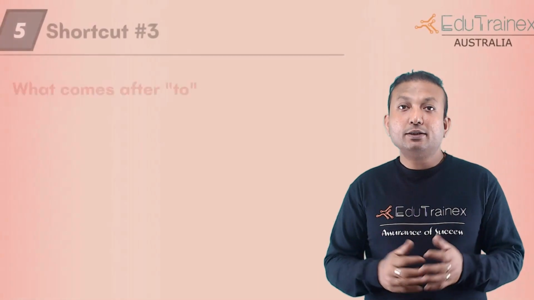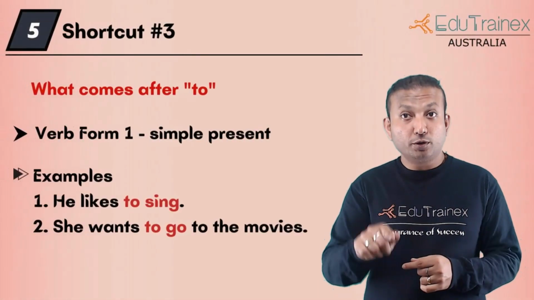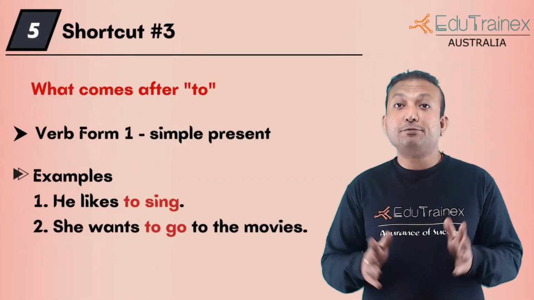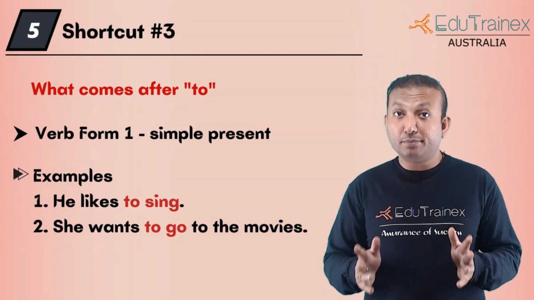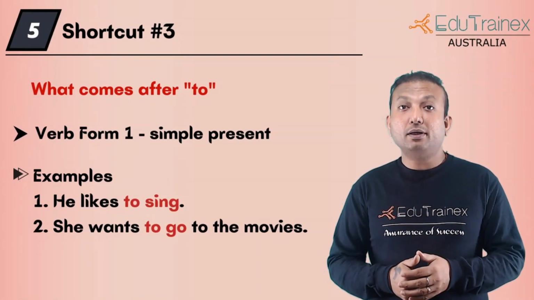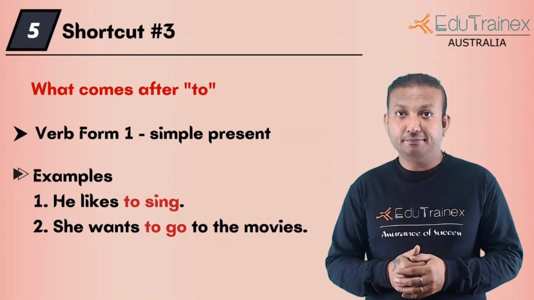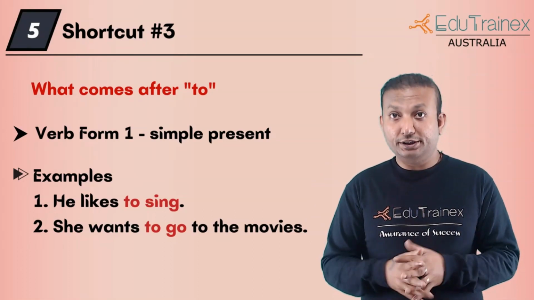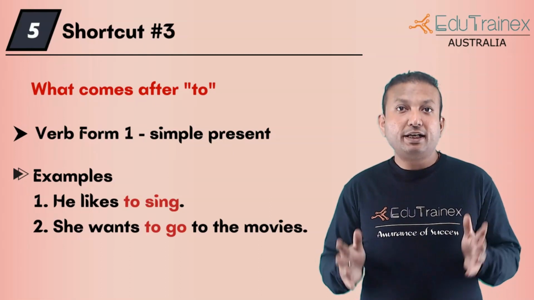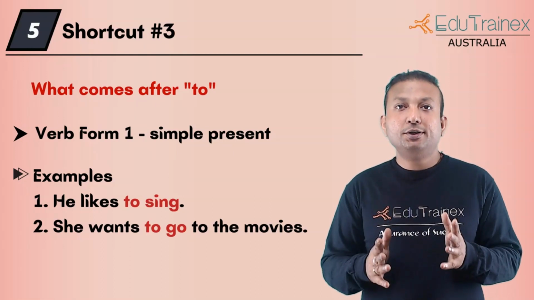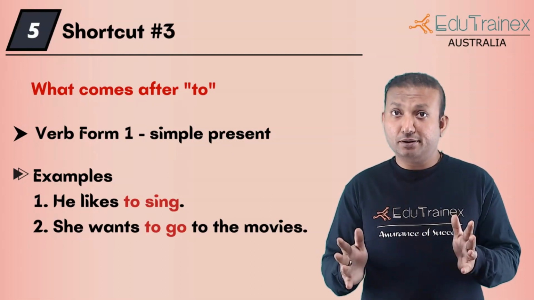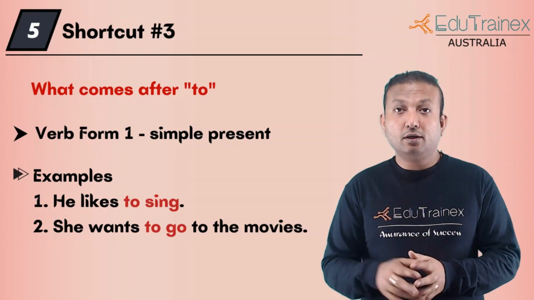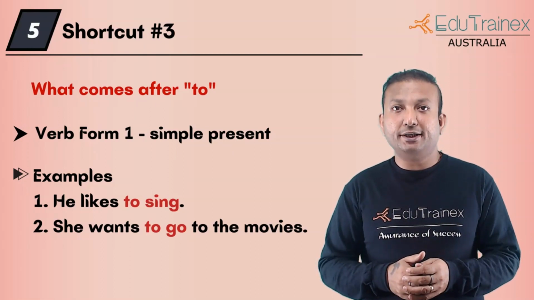Shortcut 3 is what comes after to. Note it down. And it will always be form 1 of the verb, which is simple present form. For example, he likes to sing. She wants to go to the movies. So whenever you see the word to, you simply select a simple present option given to you. Of course, it should make sense contextually.